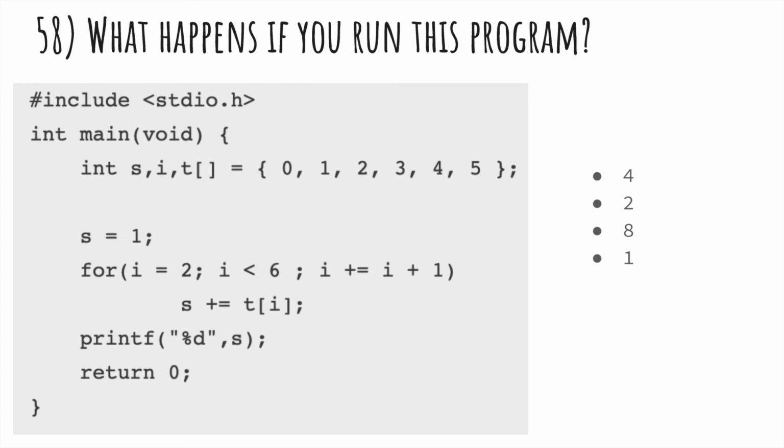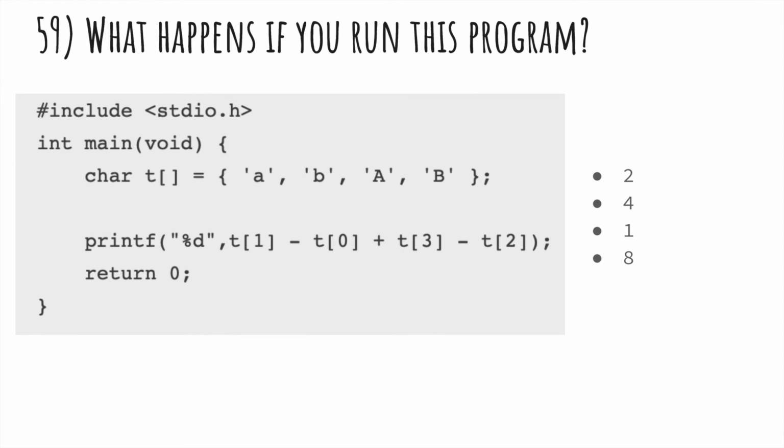And you have a for loop starting with I equals to 2. So s plus equals t of 2, which is 2. So 1 plus 2 is 3. And then you're incrementing I by I plus 1. So I is now equal to 5. So 3 plus equals to t of 5. And 3 plus 5 is 8. And now you're finished with your for loop, and your answer is 8.